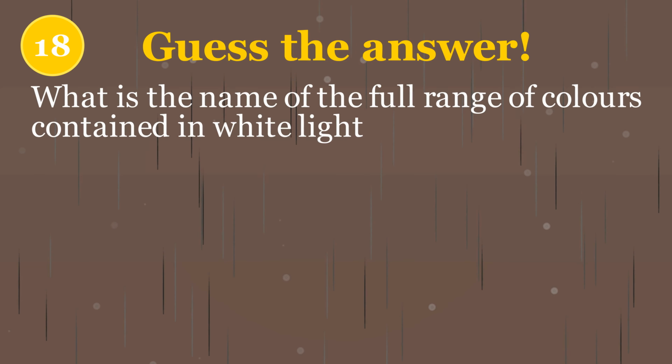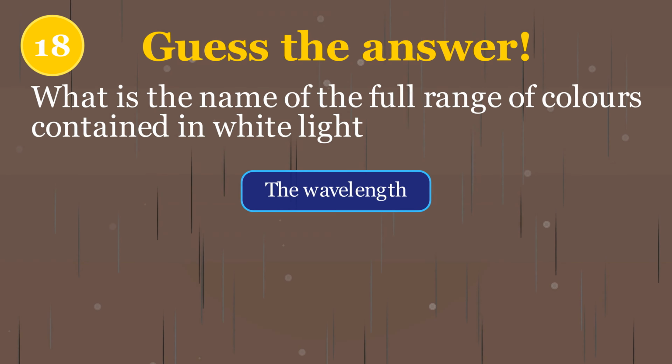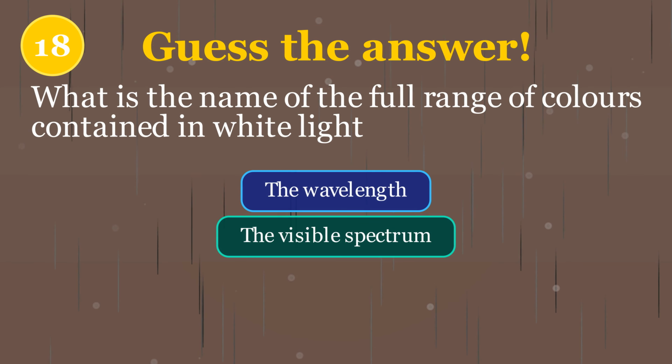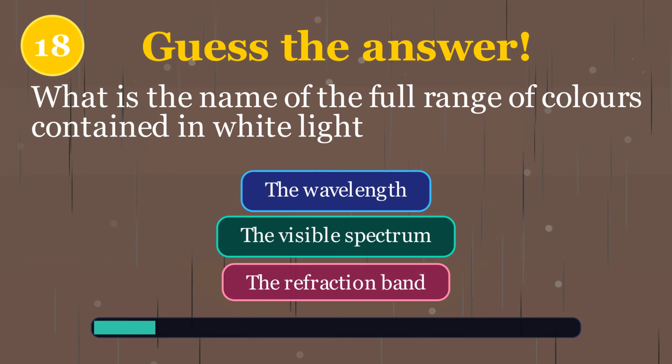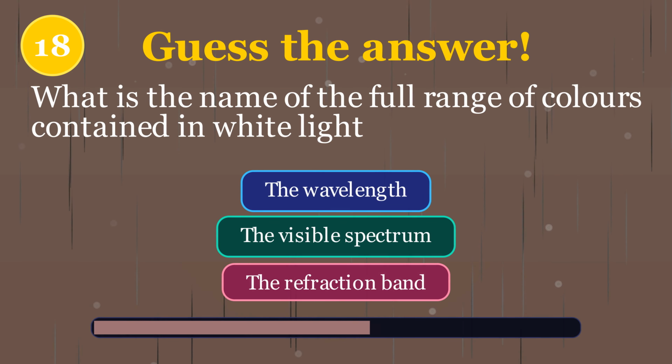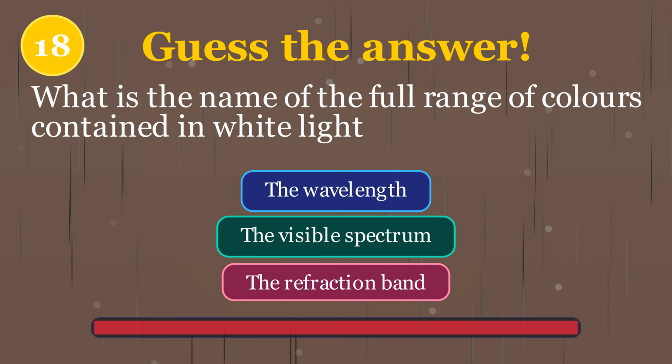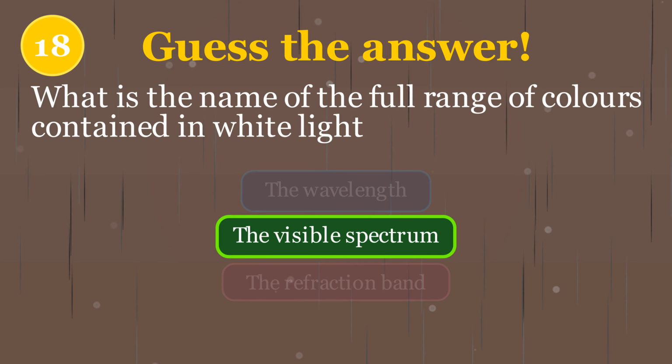What is the name of the full range of colors contained in white light? The wavelength, the visible spectrum, the refraction band. The correct answer is the visible spectrum.